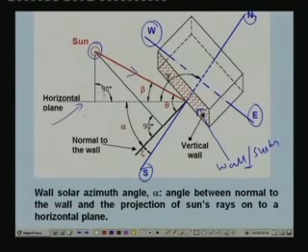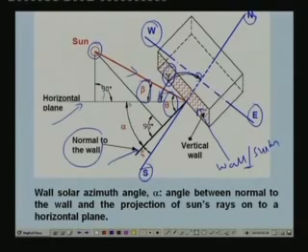So from definition we know that this angle is beta, which is nothing but the angle between the sun's rays and its projection on the horizontal plane. We have already defined that angle beta, and we also have defined the incident angle. Incident angle is the angle between the normal to the surface and the sun's rays, that means this angle. So we have defined these two angles already, that is beta and theta. And we have also defined solar azimuth angle gamma, which is the angle between north and the projection of sun's rays on a horizontal plane, that is this angle. So these three angles have already been defined.